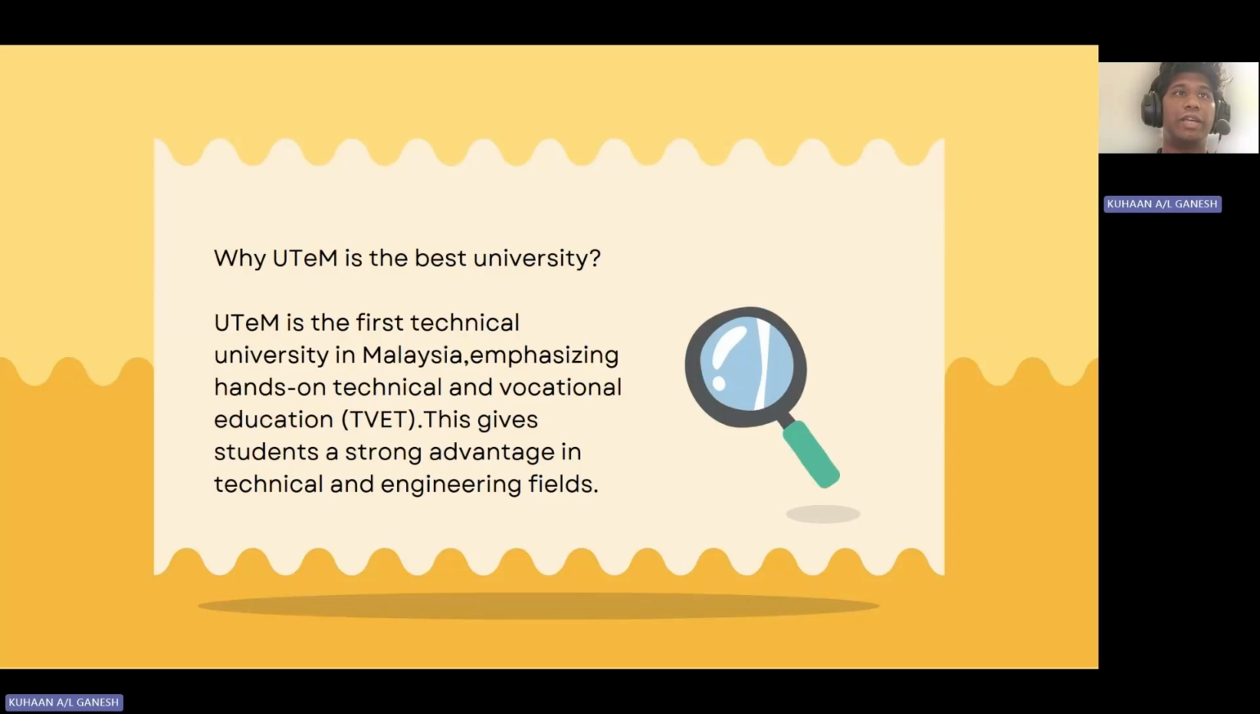Finally, for why UTM is the best university, UTM is the first technical university in Malaysia emphasizing hands-on technical and vocational education (TVET). This gives students a strong advantage in technical and engineering fields.